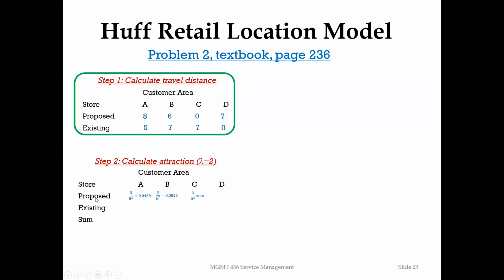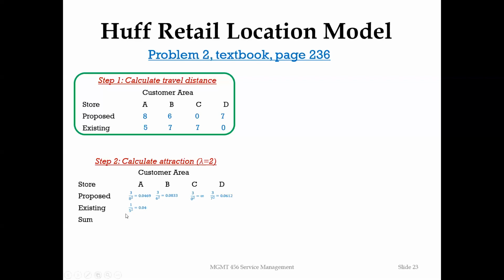What's the attraction for the proposed store in customer area D? The numerator is 3, store size. The denominator is travel distance 7. So you get 0.0612. So now we have the attraction for the proposed store in each area. We can apply the same procedure to calculate the attraction for the existing store.